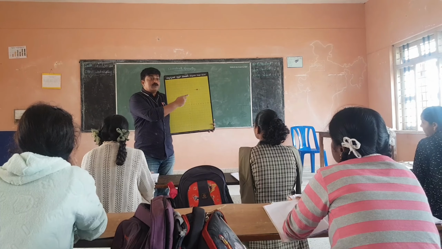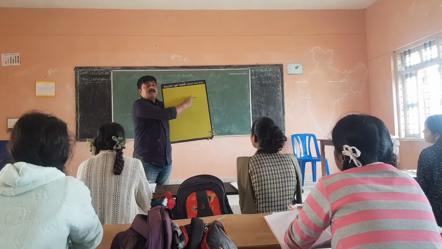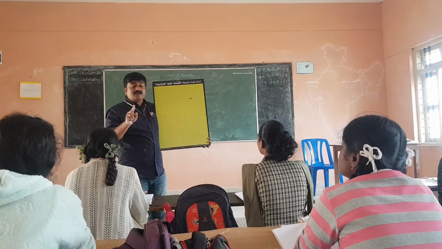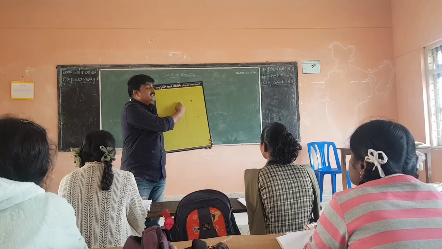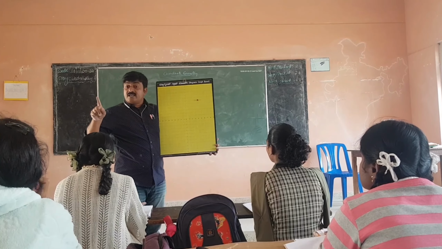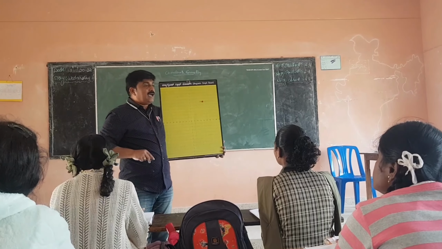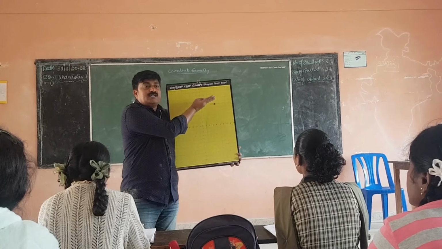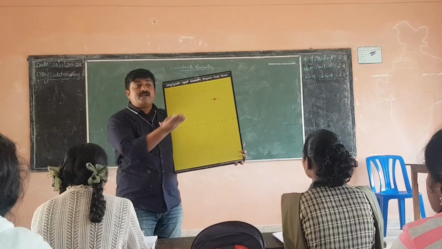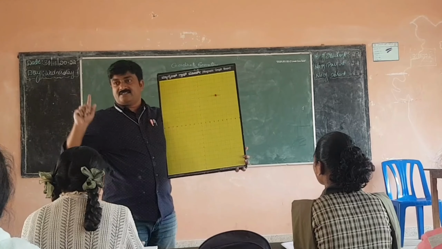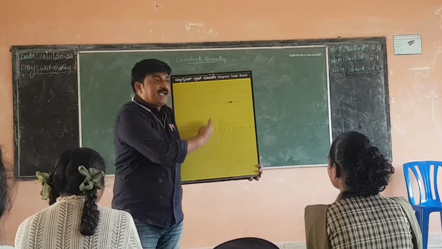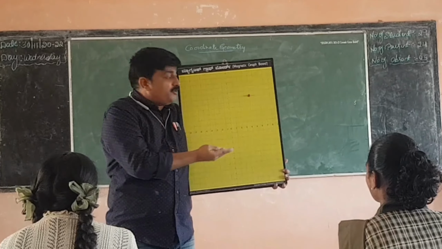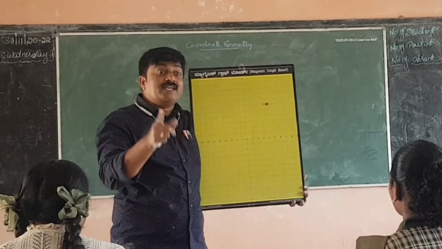The x coordinate is the distance of a point from the y axis. The y coordinate is the distance of a point from the x axis. So the distance of a point from the x axis is called the y coordinate. The distance of a point from the y axis is called the x coordinate.